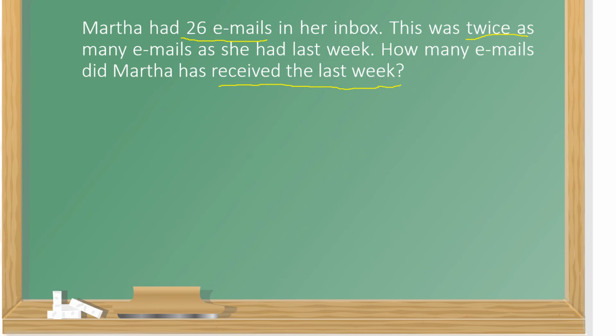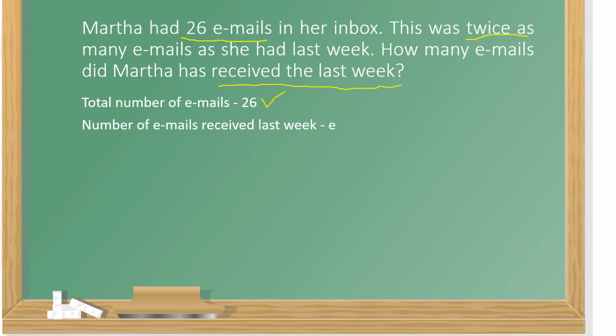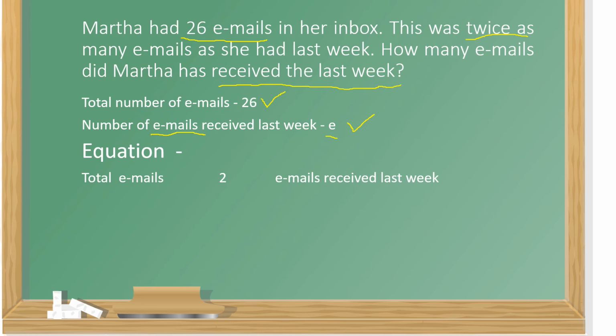Again, we will put everything together first. I have total number of emails as 26, and the number of emails received last week I do not know. So I used variable E. From the emails, I use the first letter of emails as the number of emails received last week, and that is E. I will put everything in the form of an equation.